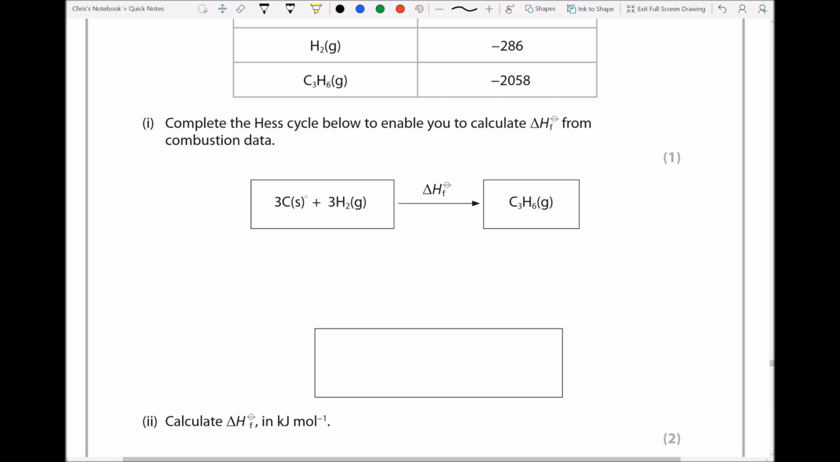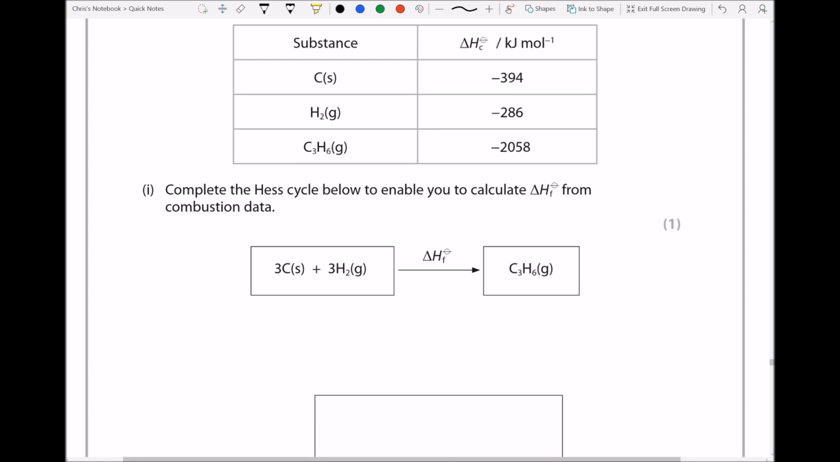Right, here we go. Elements, and we've got our alkene there. There's our enthalpy of formation. The data they've given us is combustion data. So when we draw a cycle, we always draw arrows pointing downwards, and they point down to combustion products. Combustion products, we assume that they burn completely. That's one of the assumptions we make. So combustion products, we produce carbon dioxide and water.